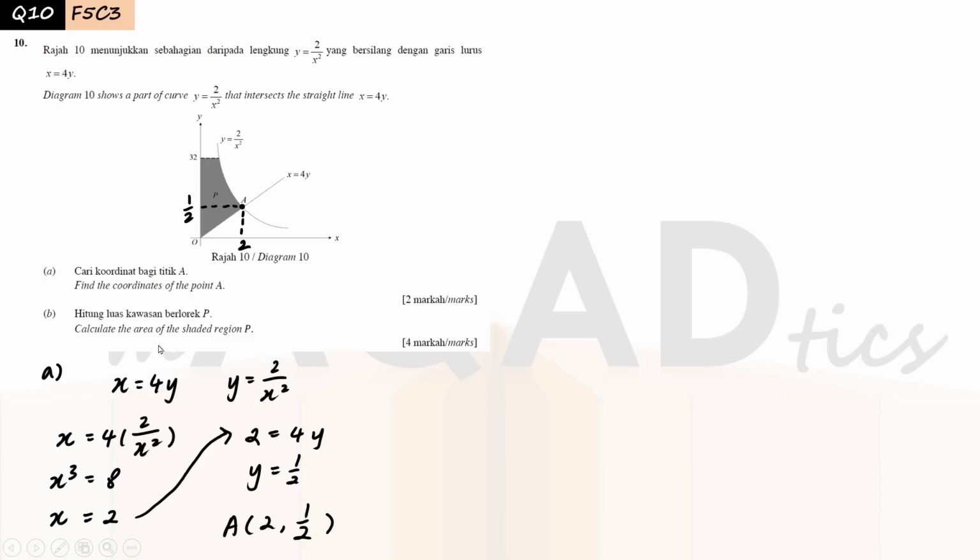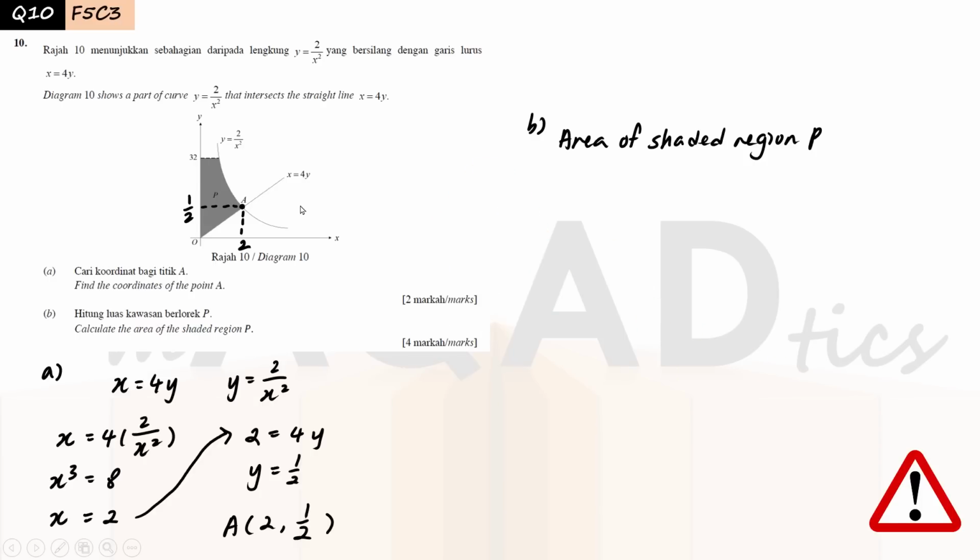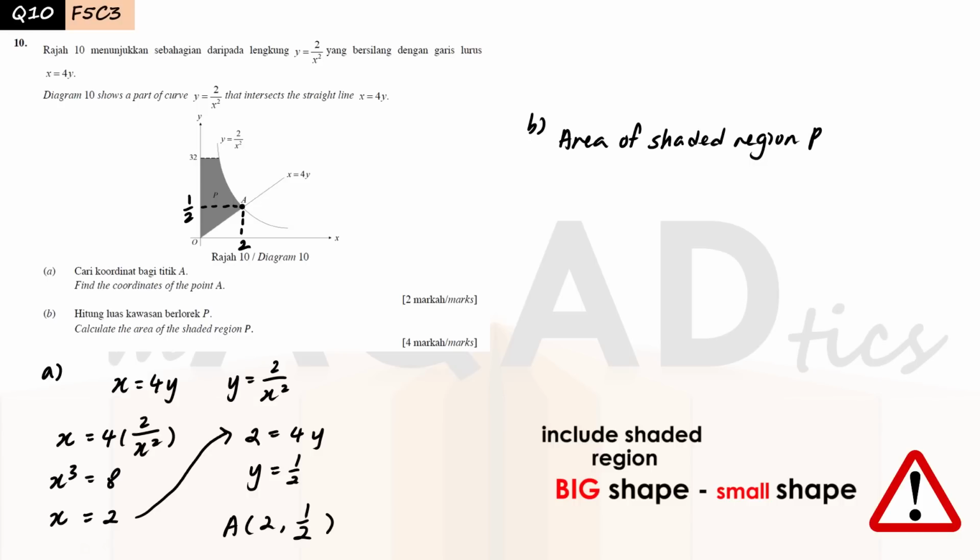For part B, we need to find the area of the shaded region, which is shown here. To do so, we are going to use the method that we always use, which is big shape minus the small shape. The big shape would be the recognizable shapes that include the shaded region. But for this question, it will be a bit hard to use just one shape to include the entire region here. So what I'm going to do here is a bit special. I'm going to use two shapes for our big shape.